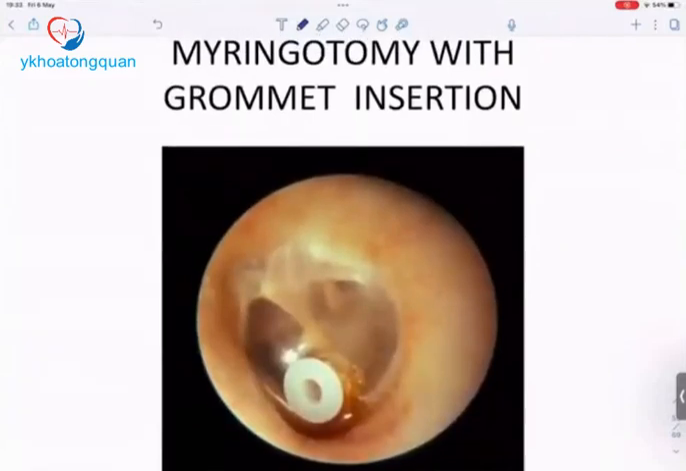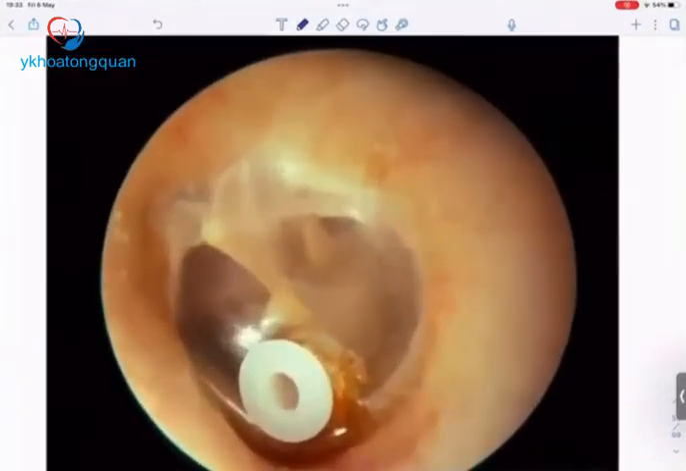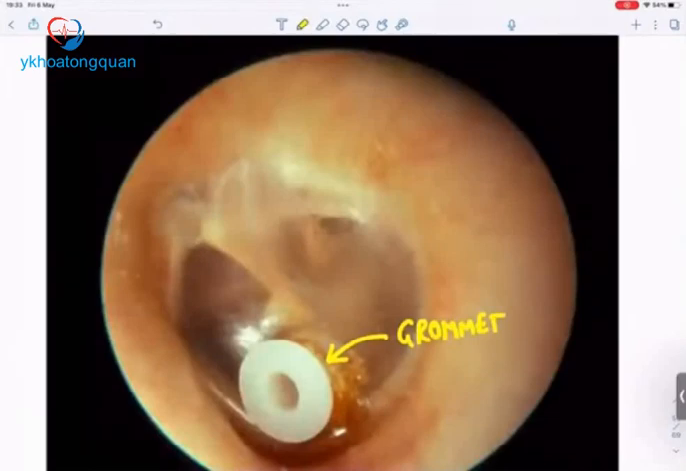This is what it looks like after surgery. Now see everyone, this is your grommet. So first you did myringotomy, you suck the glue out. In the same cut, you put the grommet.